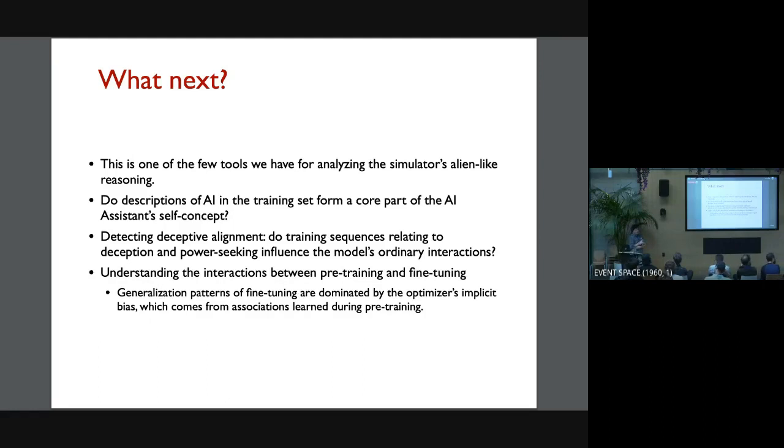And finally, we want to understand the relationships between pre-training and fine-tuning. Fine-tuning is this big over-parameterized training procedure, and so it's dominated by the implicit biases, which are things that you learn from the pre-training corpus in complicated ways. So these are the things that we're hoping to understand.